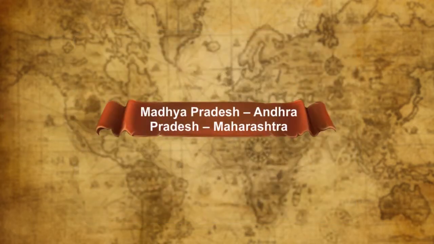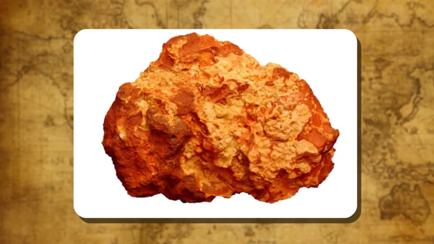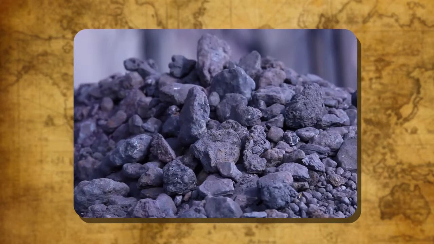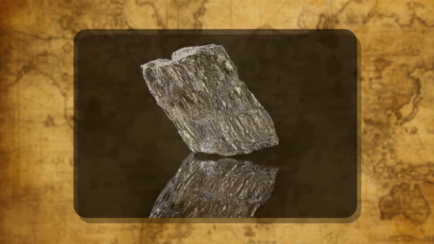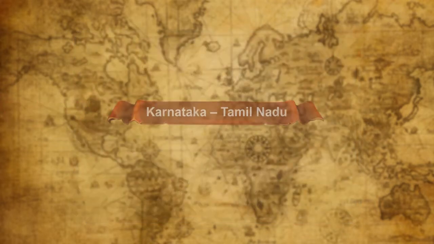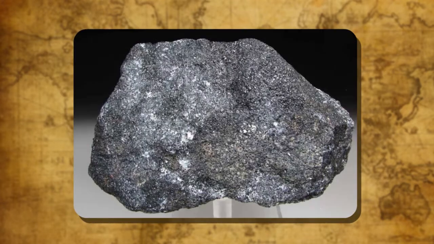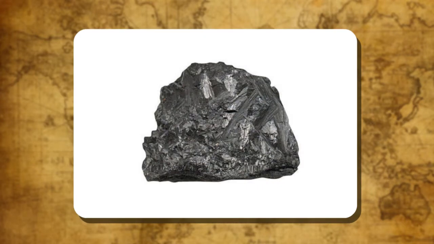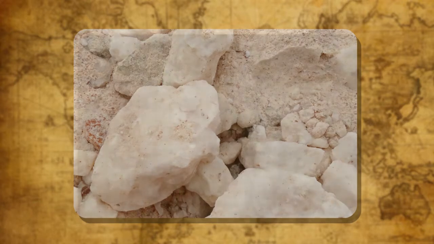Madhya Pradesh, Andhra Pradesh, Maharashtra: Most of the manganese, bauxite, limestone and coal of India are available in this belt. Mica, raw iron, copper and graphite are also found in this belt. Karnataka, Tamil Nadu: Here we find gold, iron, copper, chromite and manganese. Lignite coal, mica, manganese, bauxite, gypsum are mainly found in Tamil Nadu.